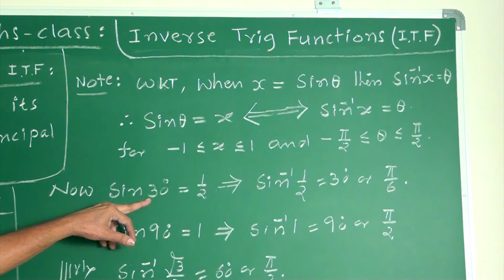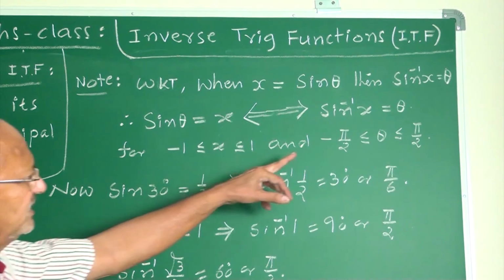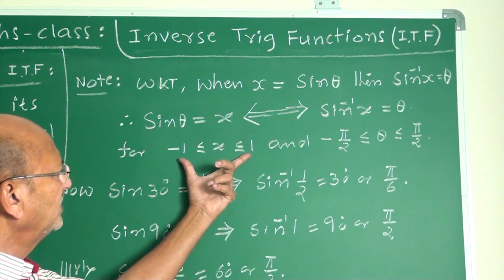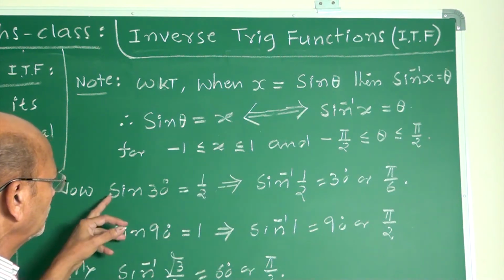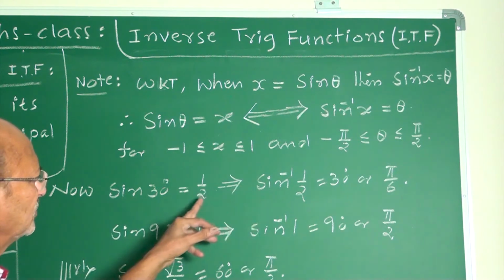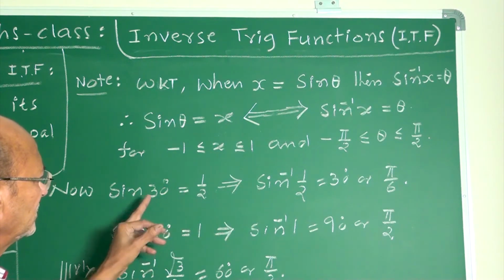What is this 30? It is an angle between -90 and +90. What about this 1 by 2? It lies between -1 and +1. Then we can take sine on this side. By taking sine on this side, it gives sine inverse 1 by 2. But what is it? 30 degrees.